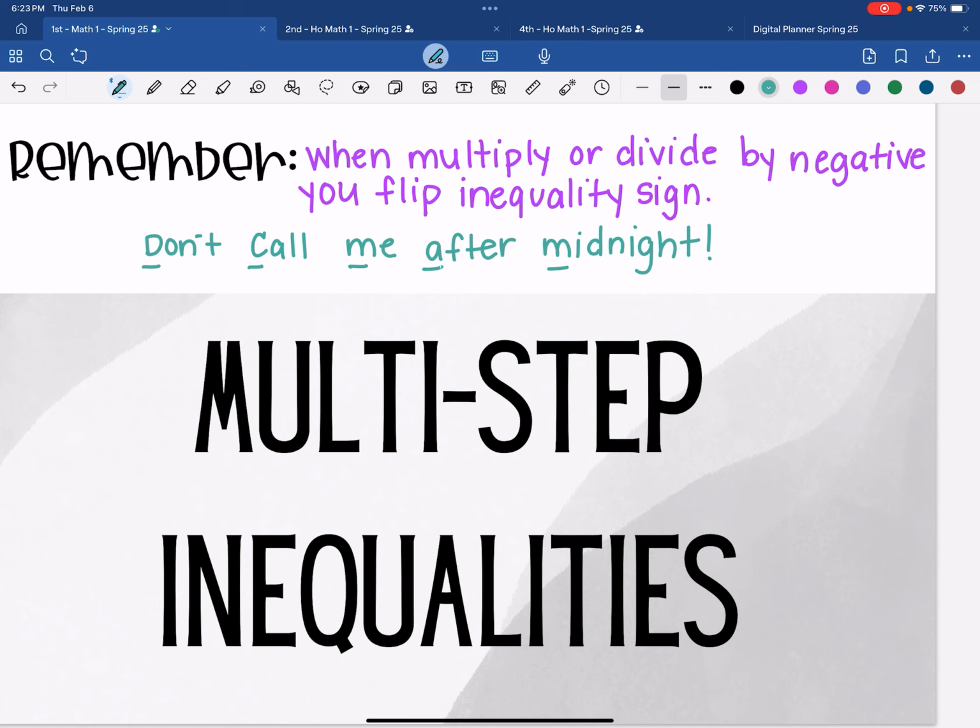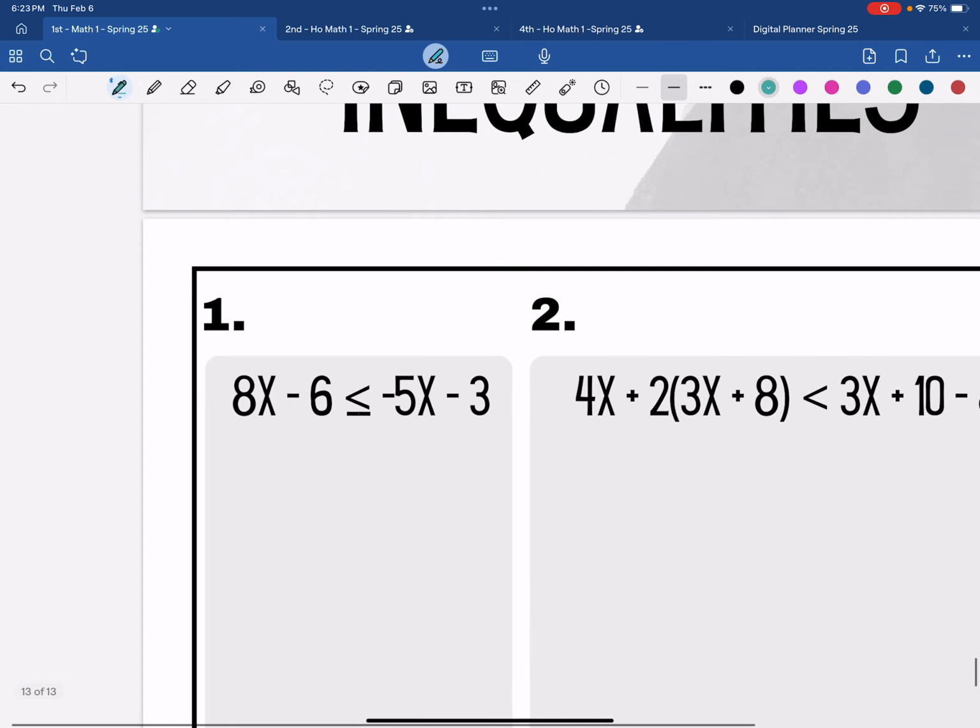The only thing that you need to remember is that on this last step right here, that's when we multiply or divide. If it's a negative, we flip the inequality sign. So what we're going to do is go through some examples, and I'm actually going to show you how to check your answer in Desmos. I will be expecting you to show the work, but of course you can check your answer that you got.